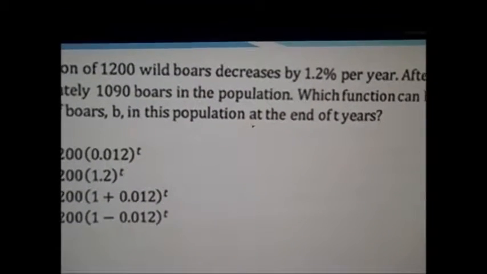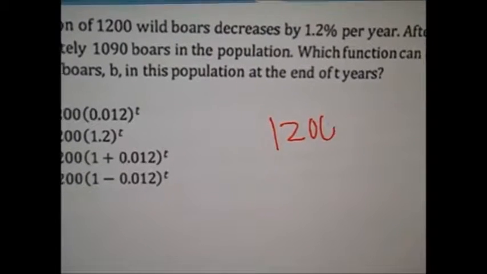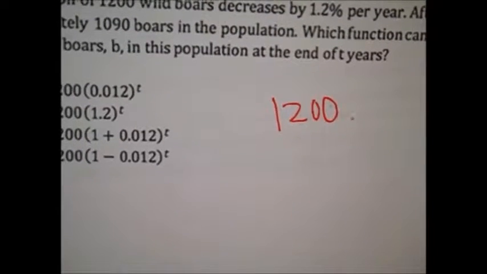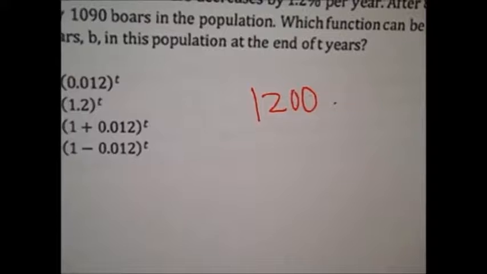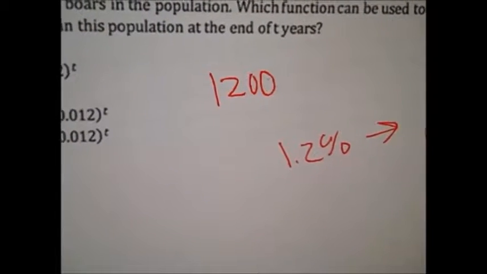I want you to make an equation using all the information here. You're going to use 1200 as the starting, and then 1.2%, change that to 0.012.